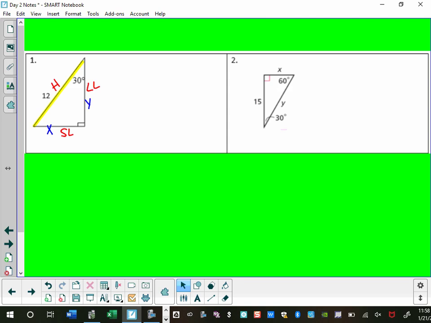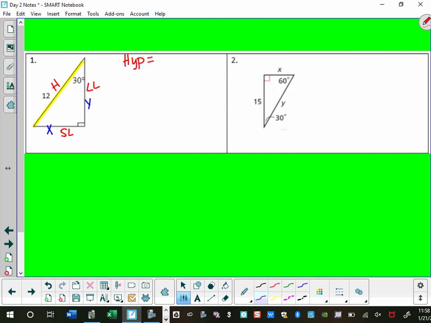All right, when I start to solve, I want to start with whatever information I actually have. I have the hypotenuse, the short leg, and the long leg. Which numbers do I actually have? The short leg is x. Which one do I actually have? The hypotenuse. They already gave me 12, so that's what I'm going to start with.